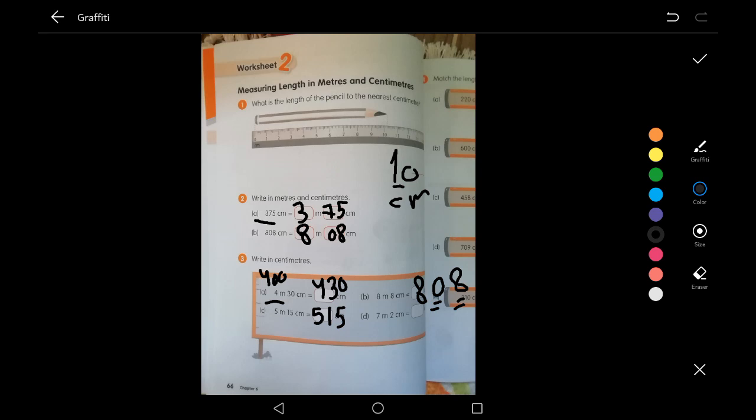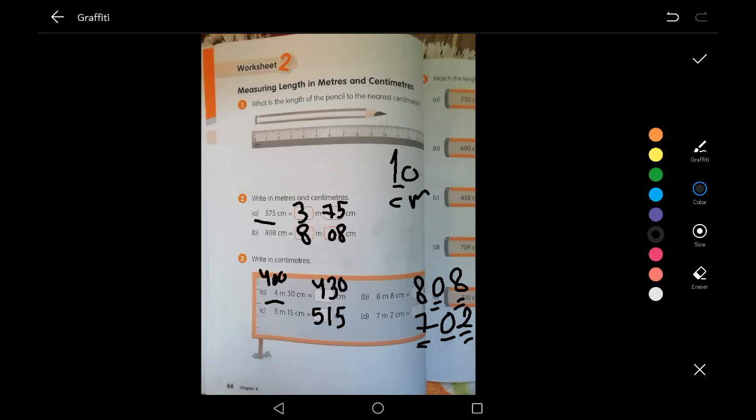Now 7 meters, 2 centimeters is equal to, in the hundreds place we write 7, which is the meters, tens place is 0, and ones place is 2. Okay, that is 702 centimeters.